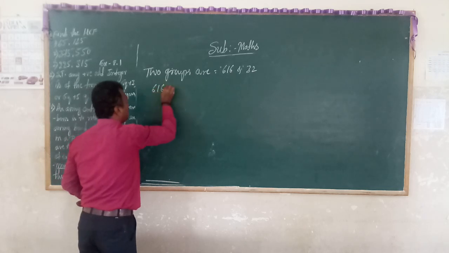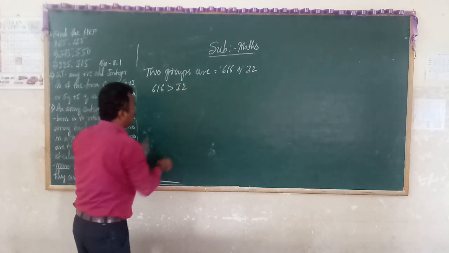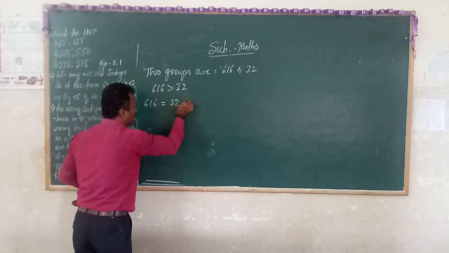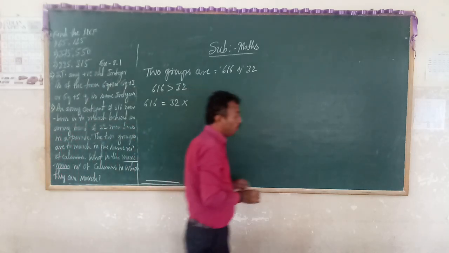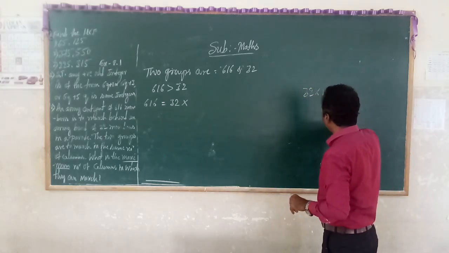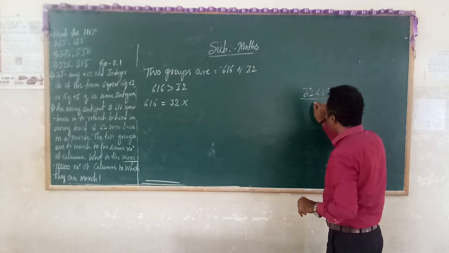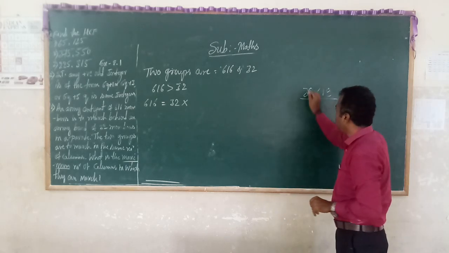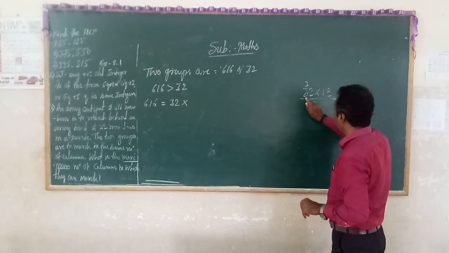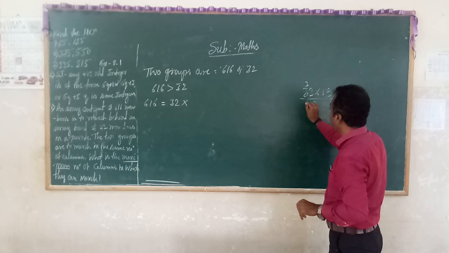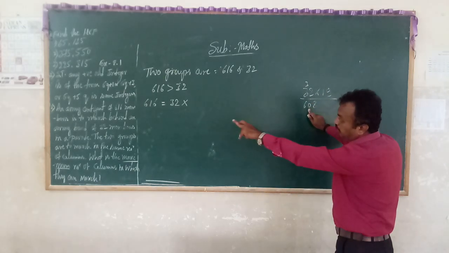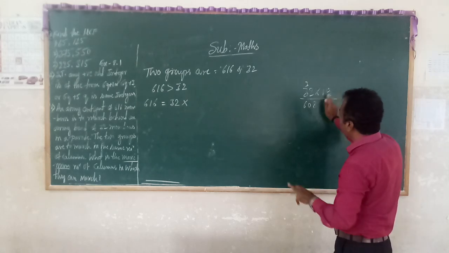So 616 is greater than 32. So 616 is equal to 32 into something. How many times is 32 in 616? So I am taking 32 into 19. 19 into 2 is 38, carry 3, 19 into 3 is 57, 57 plus 3 is 60, so 608 is what we get. So 608 and 616.